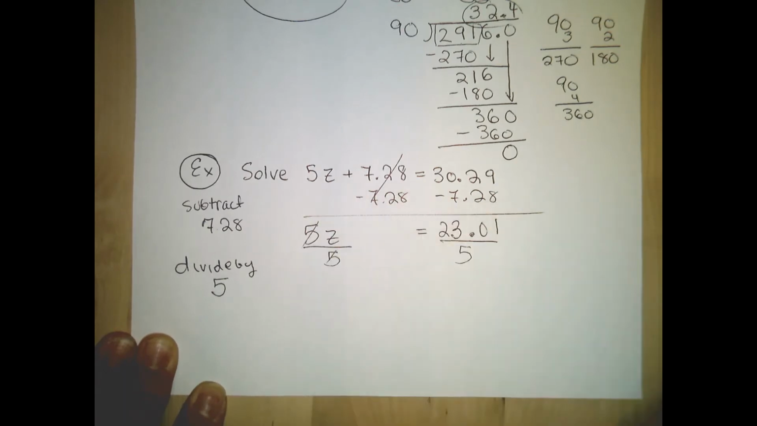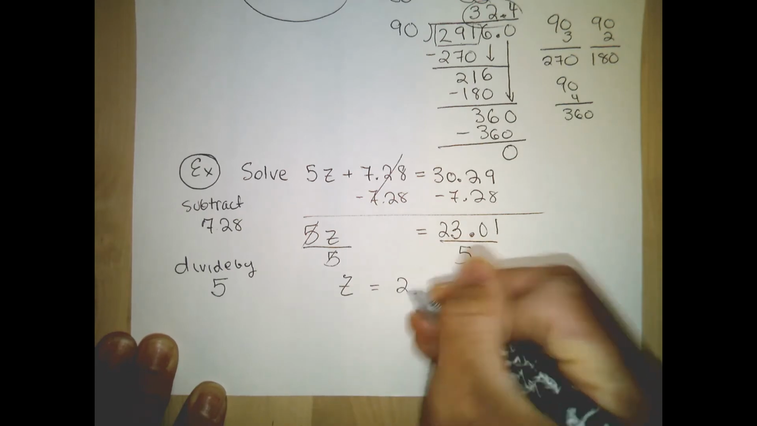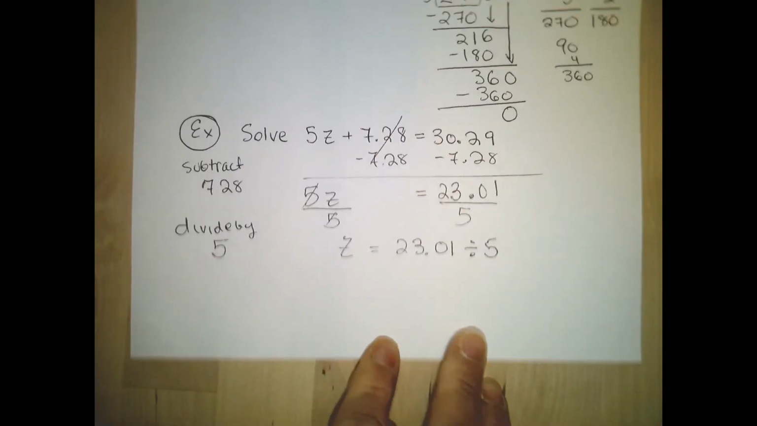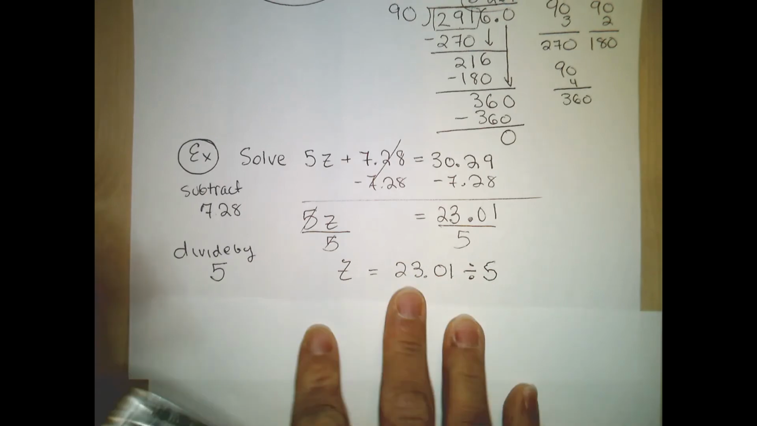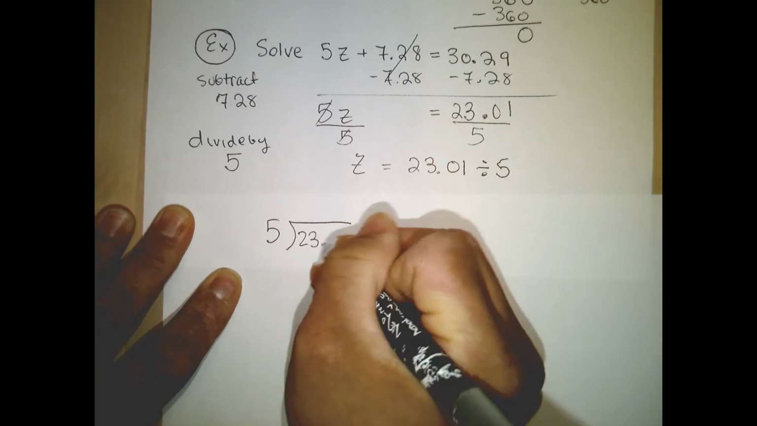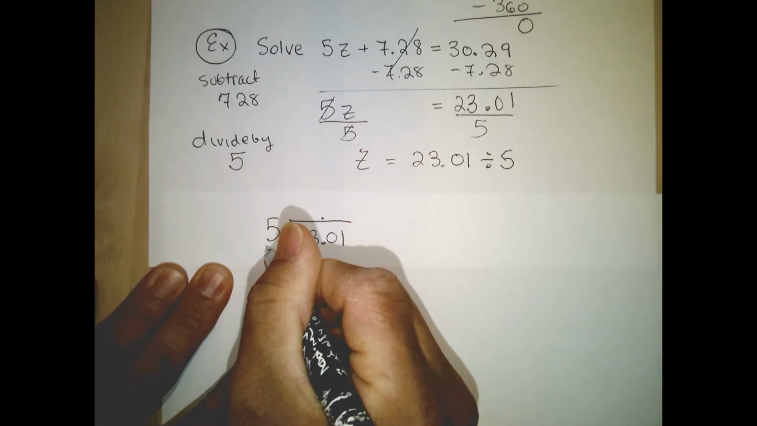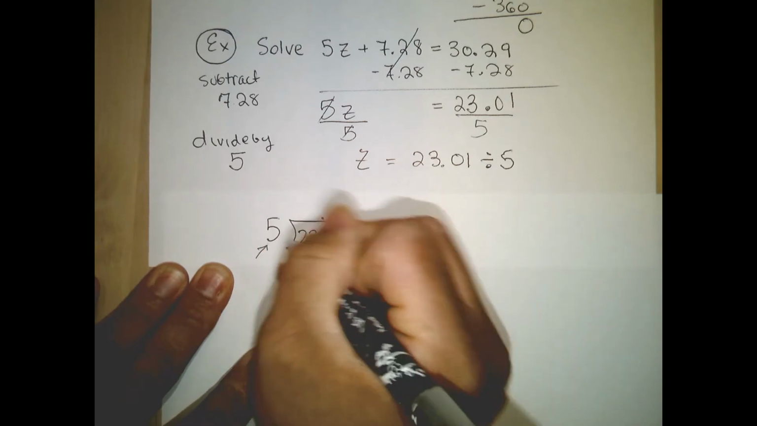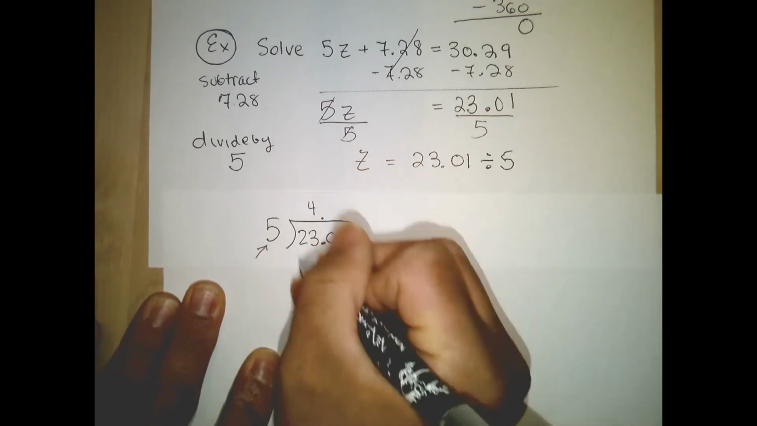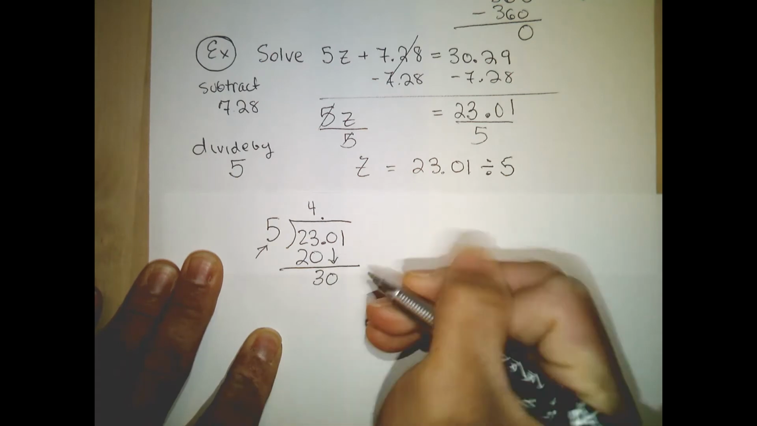So 5 divided by 5 is 1. So z will be, well, 23.01 divided by 5. So that means we need to figure out how many times does the 5 go into 23.01. And we'll line up the decimal point right here. The divisor is already a whole number. So 5 goes into 23. That would be 4 times. 4 times 5, 20. Then 23 minus 20, 3, and bring down the 0.